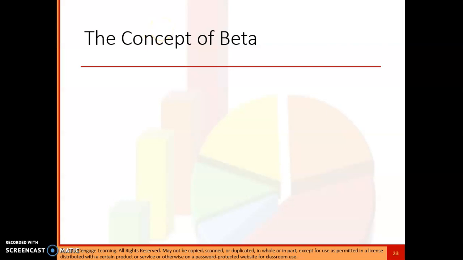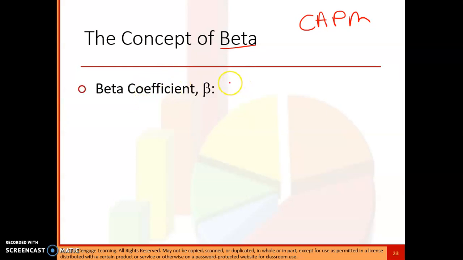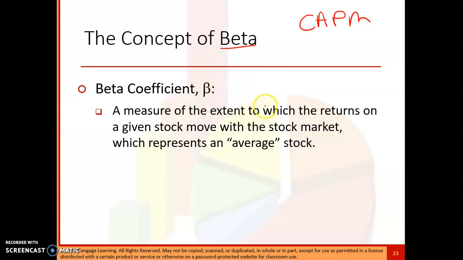Now we're going to move on to the concept of beta, and more specifically the capital asset pricing model, or CAPM. Beta tells us how a specific security is going to move with the market. So the beta coefficient is a measure of the extent to which returns on a given stock move with the stock market. It represents the average stock.